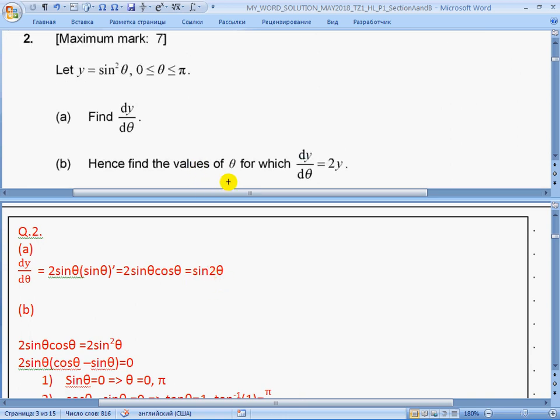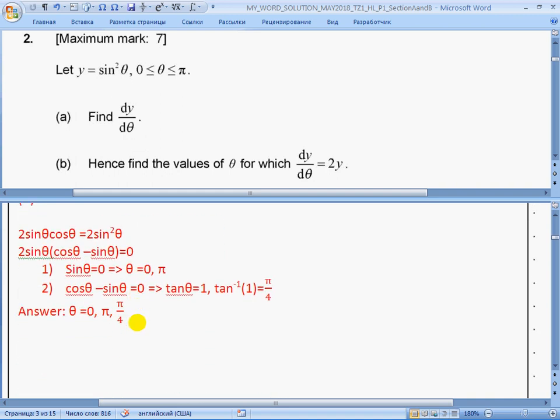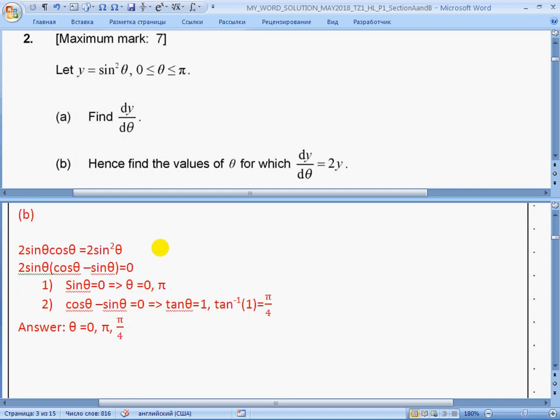Hence find the values for which the derivative equals y. The left side we already know. The right side is 2 and our function. Here you should not lose roots. This is why we accurately move 2 sine squared to the left with minus, and take 2 sine out of the bracket.